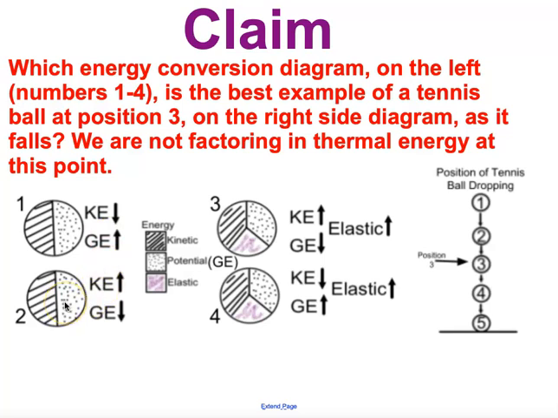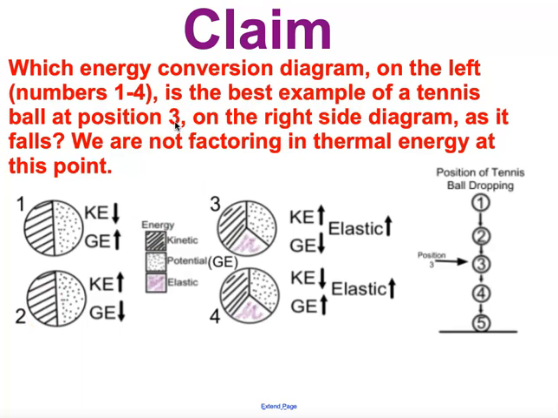So if it is indeed number 2, you might write the energy conversion diagram number 2 is the best example of a tennis ball at position 3. Drop mic. That's all you need. So use the question to help guide your answer. Which energy conversion diagram? The energy conversion diagram number 2 is the best example of a tennis ball at position 3. That's all you need.